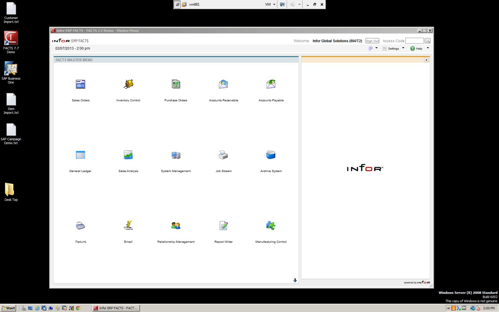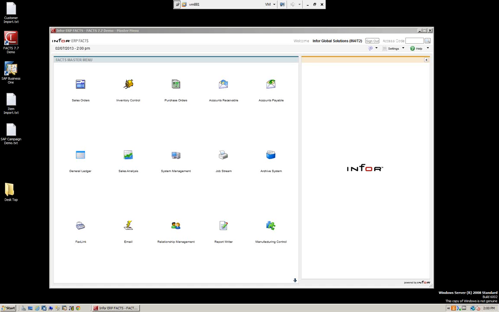Today we're going to be working with Infor FACTS, and we're going to be talking about the financial reports setup in the FACTS software. For the purpose of the demo today, we're working with FACTS 7.7. So what we're going to discuss is how to set up the differences in the financial reports.